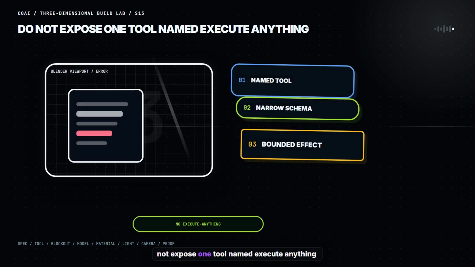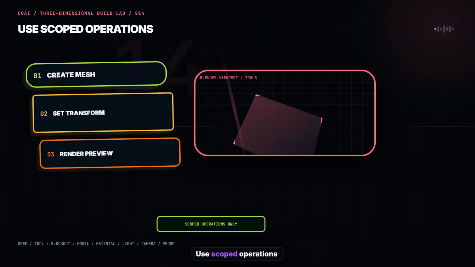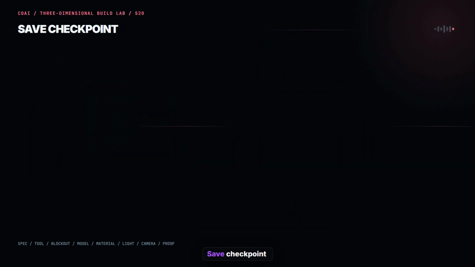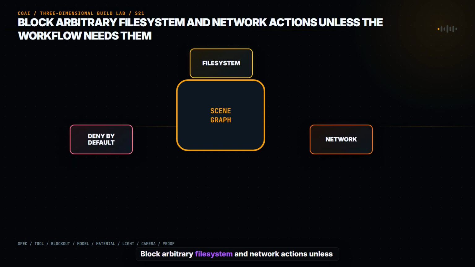Do not expose one tool named Execute Anything. Use scoped operations. Create mesh, set transform, assign material, render preview, read scene inventory, save checkpoint, block arbitrary file system and network actions unless the workflow needs them.